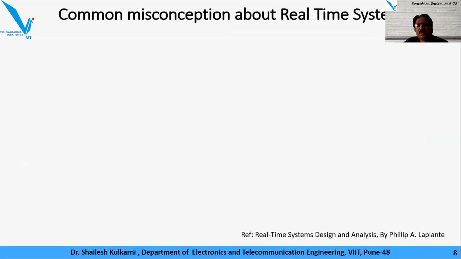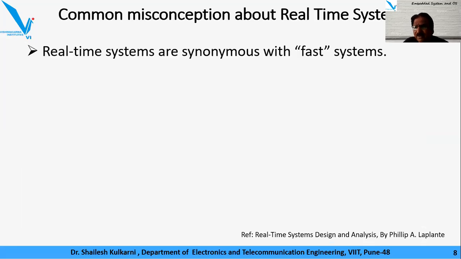Fine. Then there are a couple of common misconceptions that keep building around real-time systems. So what are these misconceptions? We'll just refer to them at once, and we'll keep on discussing these misconceptions throughout this unit. Okay, fine. So misconception number one is that real-time systems are synonymous with fast systems. This is merely a misconception, as I narrated.